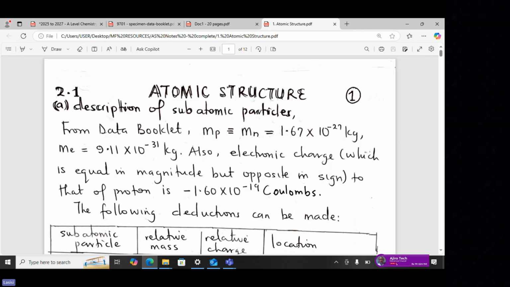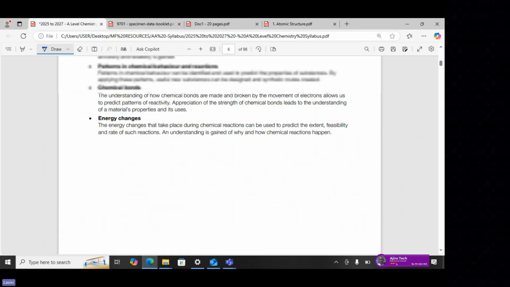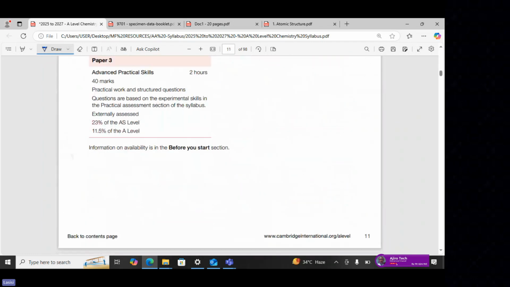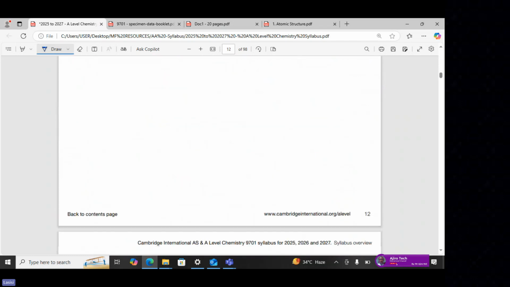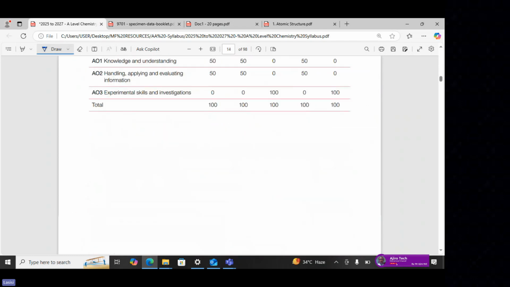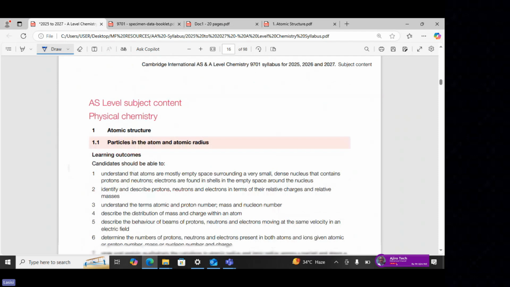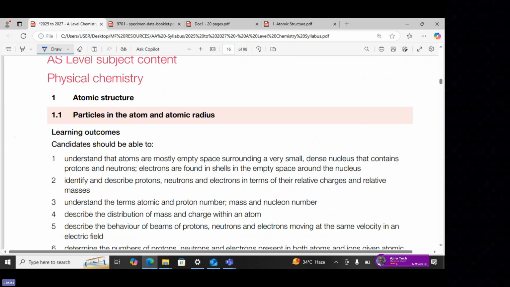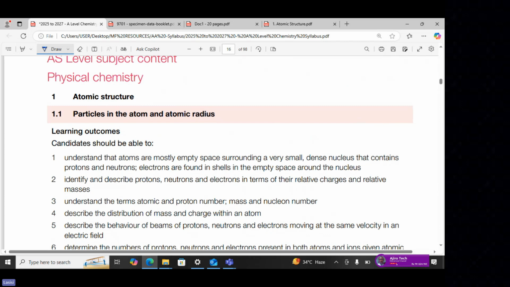So the first topic here is atomic structure. What is it that you learn from a syllabus? When you open a topic, there are learning outcomes. The way the IGCSE syllabus is designed is the same way A-level is designed. Look at this first topic, atomic structure: particles in the atom and atomic radius. You may not understand this one fully, but you should know this too from IGCSE. Am I right?